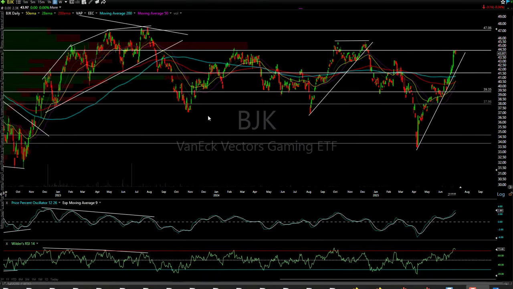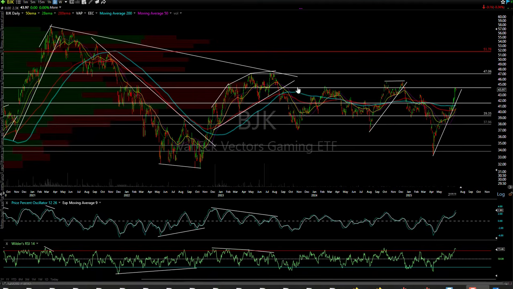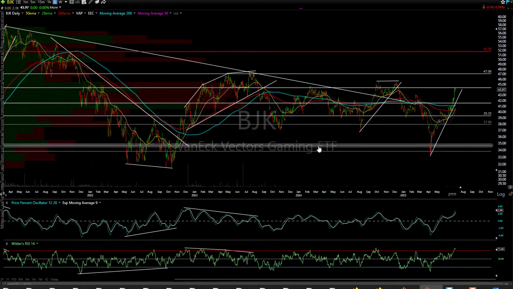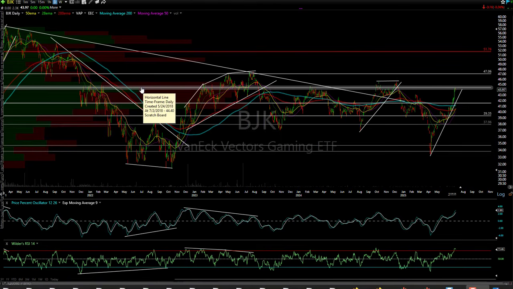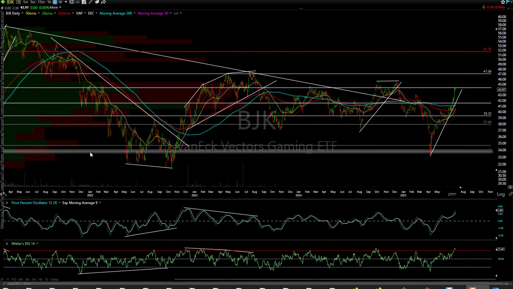And last but not least, there's that BJK I mentioned. If you want to short the casinos and those types of companies, you have this ETF right here called BJK. That's the VanEck Vectors Gaming ETF. And it's at pretty good resistance. This is a level. I've had this line here, created back on May 25th, 2018. I have not modified, touched, or moved that trend line or that resistance level. And that was again back in 2018.